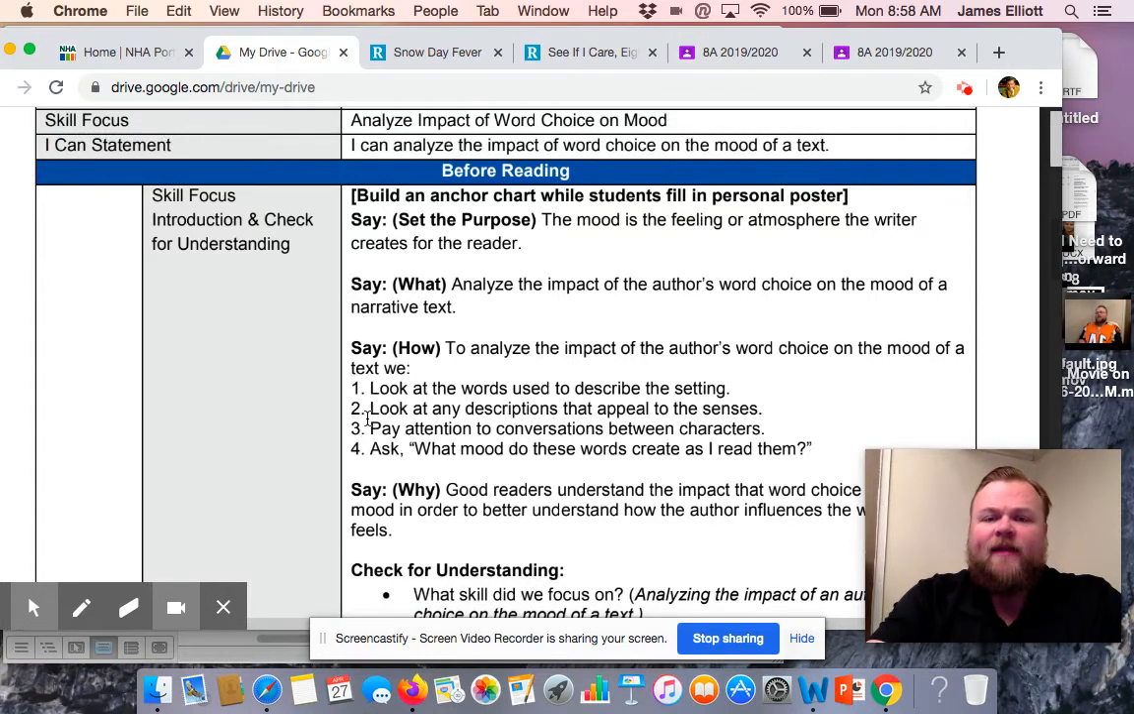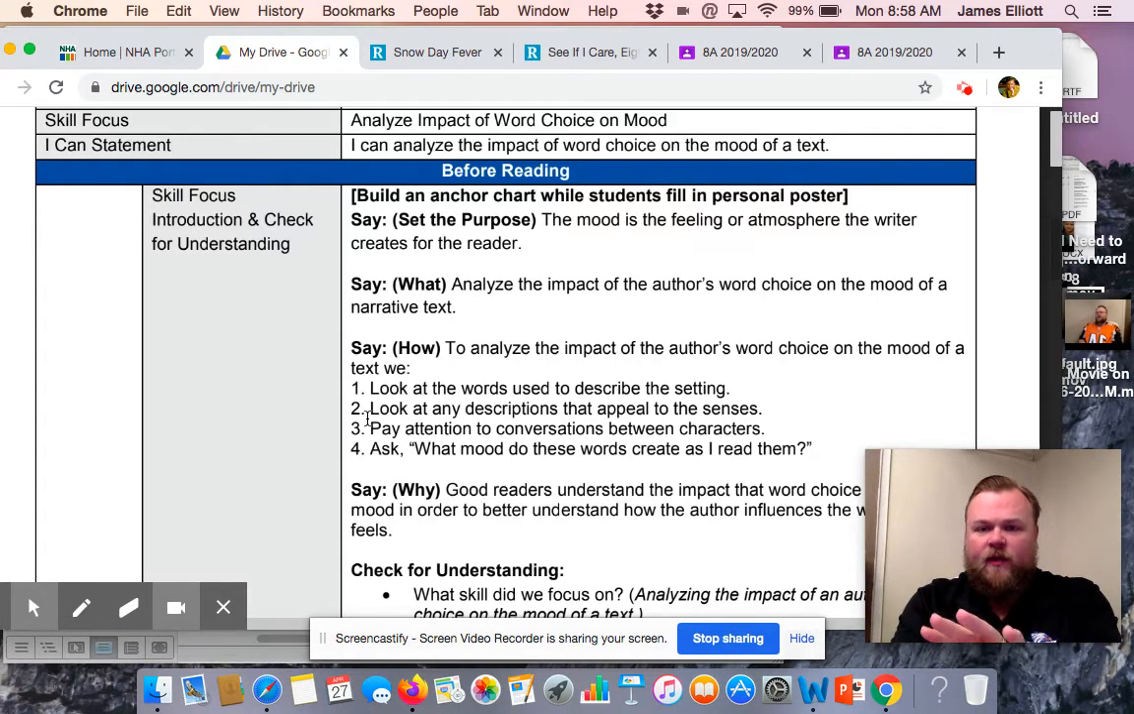Two, you're going to look at the description that appeal to the senses. Is it talking about something you smell? Is it something you see? Are you hearing something? The texture of something the character is touching. That all goes with the senses. 3 and 4 are pretty big too.